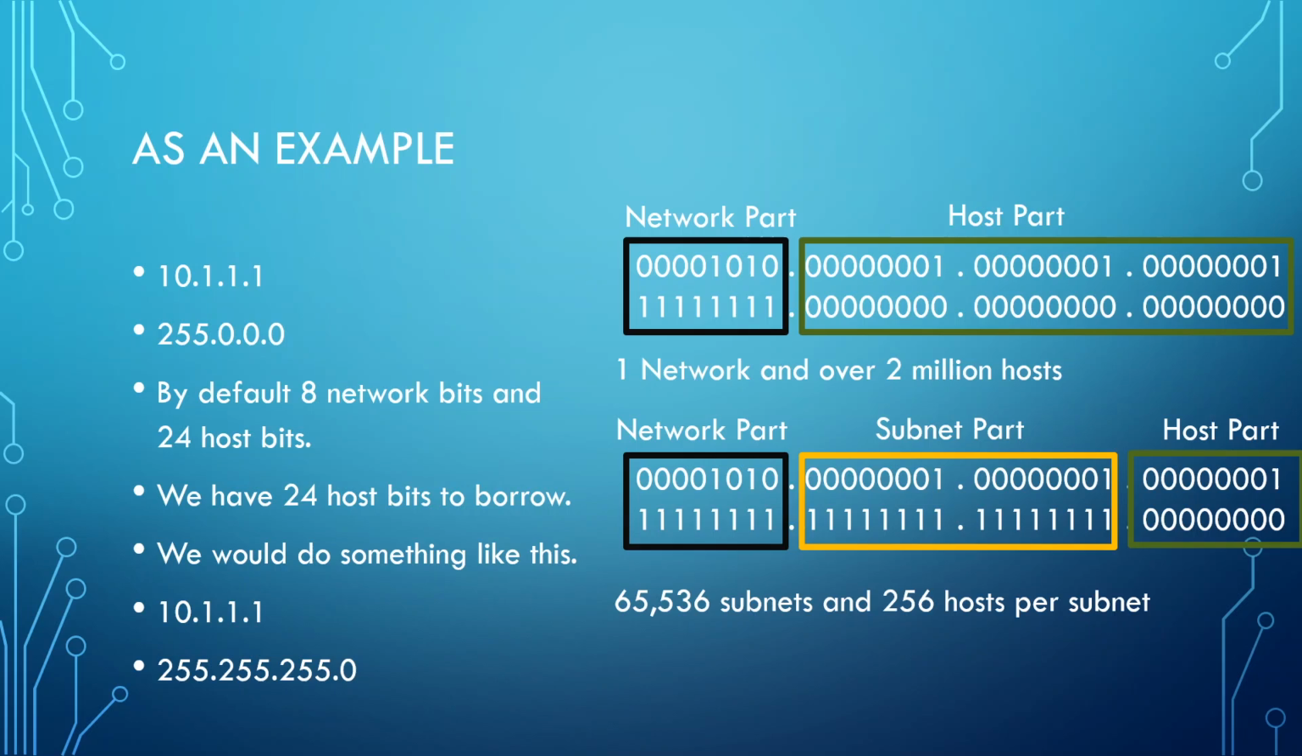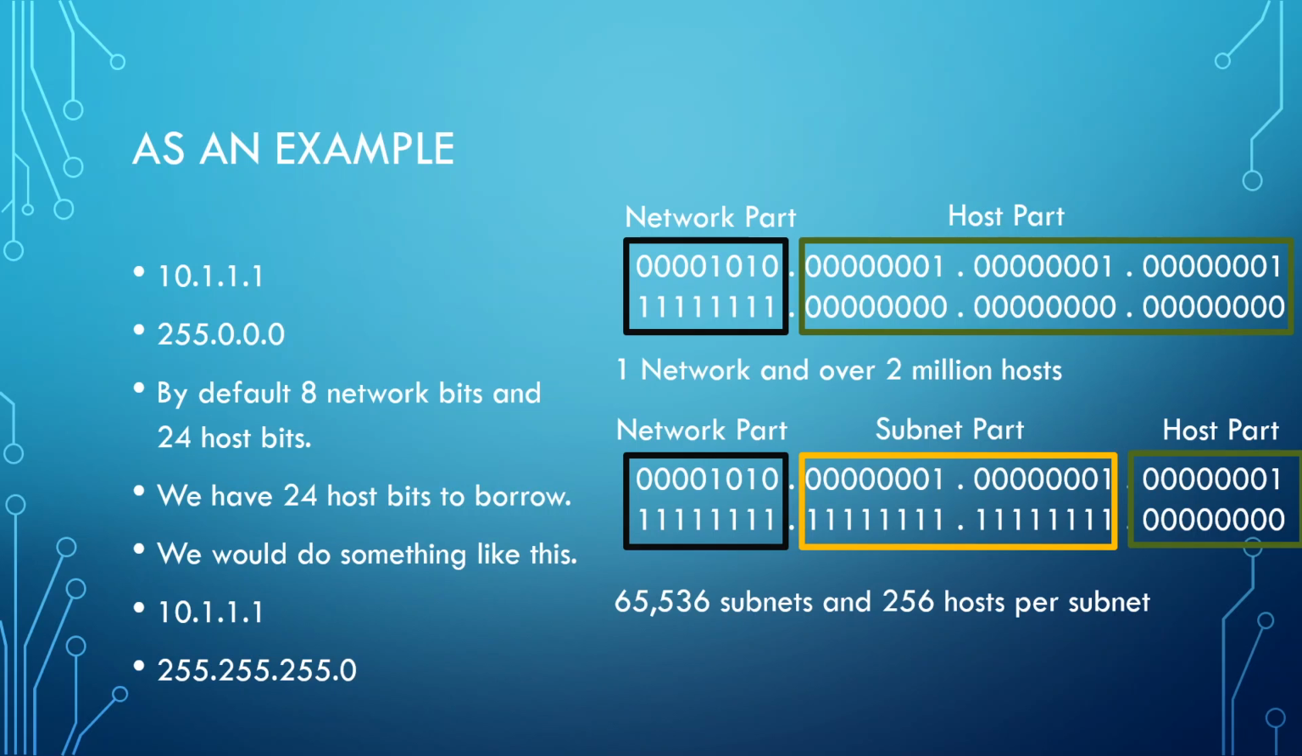So let's have a look at an example of this. In this case, let's use the Class A network 10.1.1.1. By Class A rules, the default subnet mask is going to be 255.0.0.0, which gives us 8 network bits and 24 host bits. Okay, so we have one network and over 2 million hosts for that network. That's not suited for our purposes. So in this case, we have 24 host bits that we can borrow and convert to network bits by just changing from a 0 to a 1. And so we would do something like this, where we would keep the IP address, but then change the subnet mask to, in this case, 255.255.255.0.